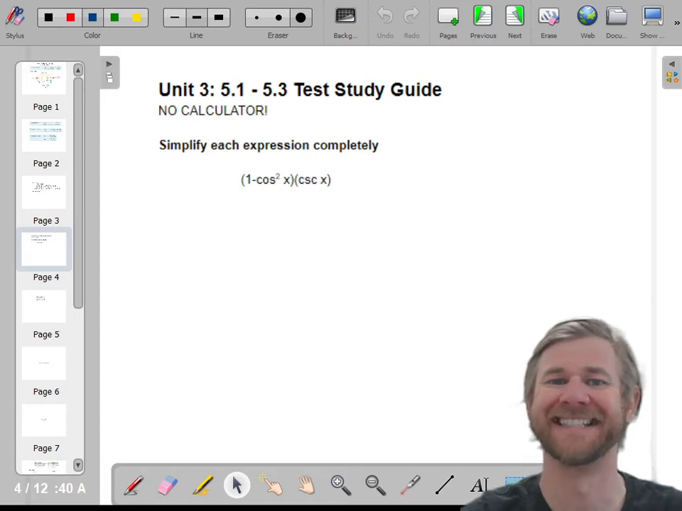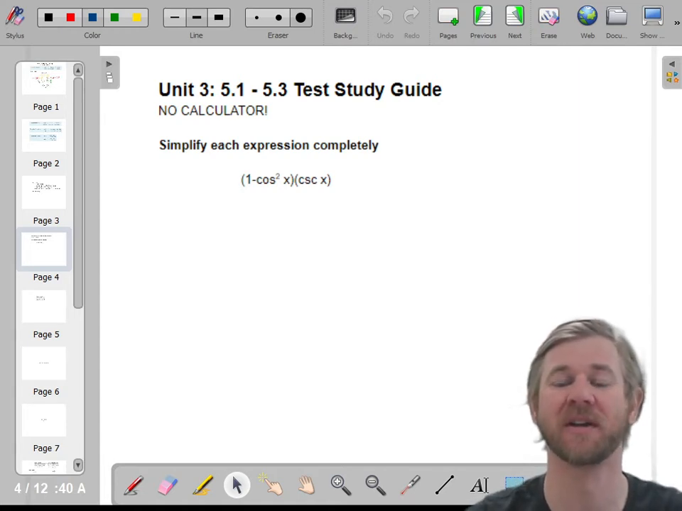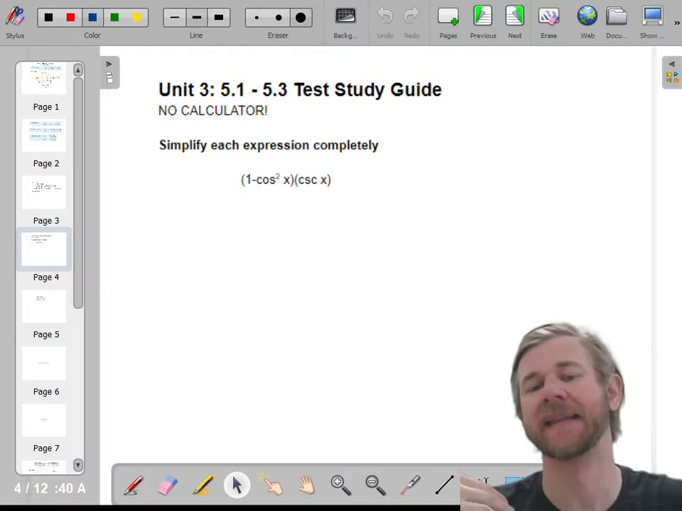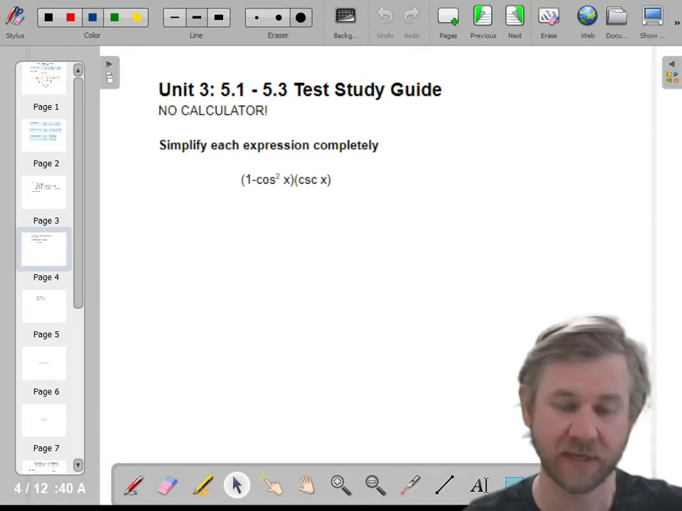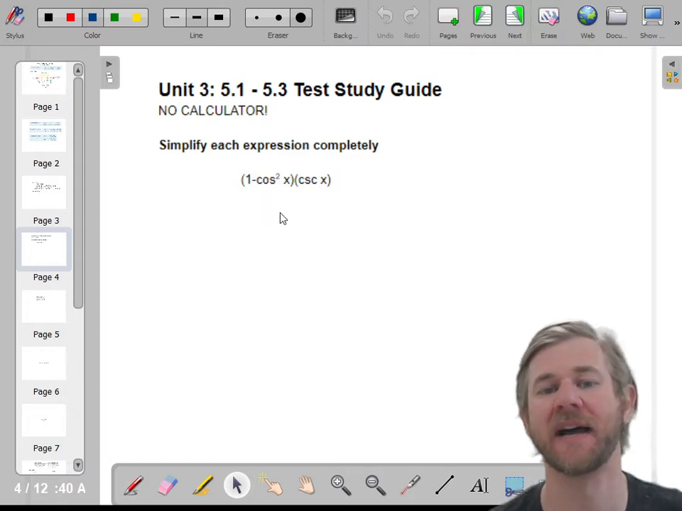Hello everyone, it's test review time. So we're going to go through basically the proofs and then our sum and difference formulas, and that's pretty much it using those properties. So first one, it says simplify.